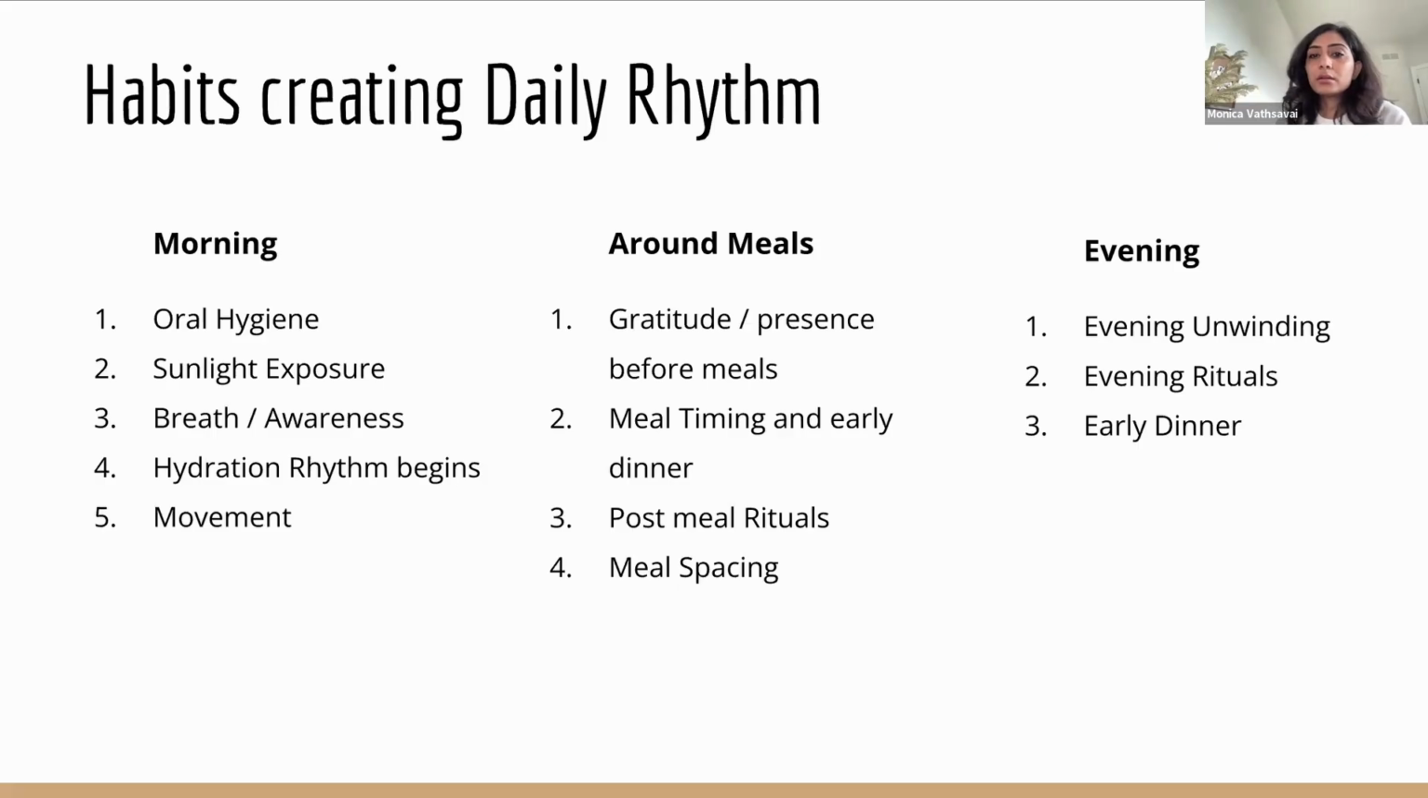And next we have evening rhythms. In the evening, we focus towards shifting down and preparing the body for rest. And evening unwinding and evening rituals and early dinner, all of these help signal that the active part of the day is ending. They support the transition from stimulation to rest or restoration. And when we put all of these together, what we're really doing is creating a daily rhythm where the body is being guided through the day more intentionally, waking well, digesting well, and winding down well. And that's why these habits all create this beautiful rhythm for your day.